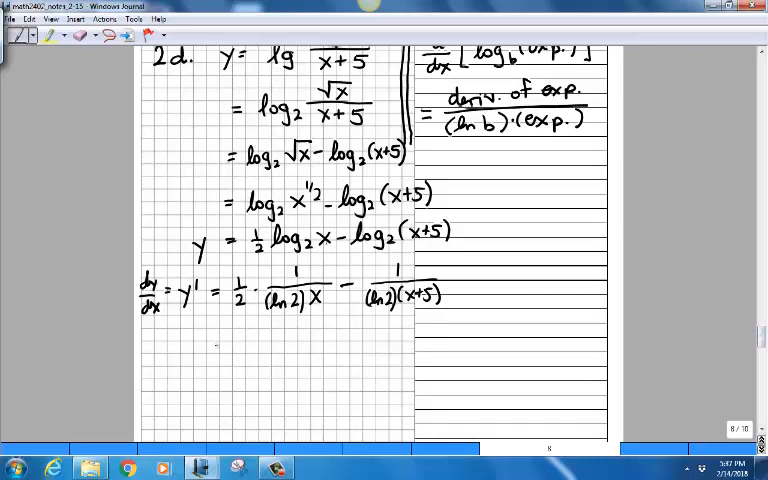All right, let's rewrite this slightly. So I have, for this first term, 1 over 2 times the natural log of 2 times x. I'm going to put 2 times the natural log of 2 in parentheses here just to make sure that we understand that we're not taking the natural log of x. All of this is multiplied by x. And then minus natural log of 2 times x plus 5. That's y prime.